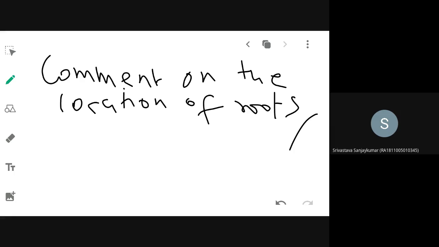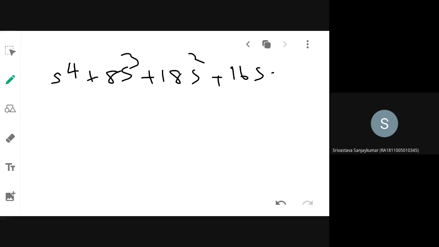Okay. Now how will you solve the problem? What is the given characteristic equation? Tell me. Characteristic equation: s to the power 4 plus 8s cube plus 18s squared plus 16s minus 5.